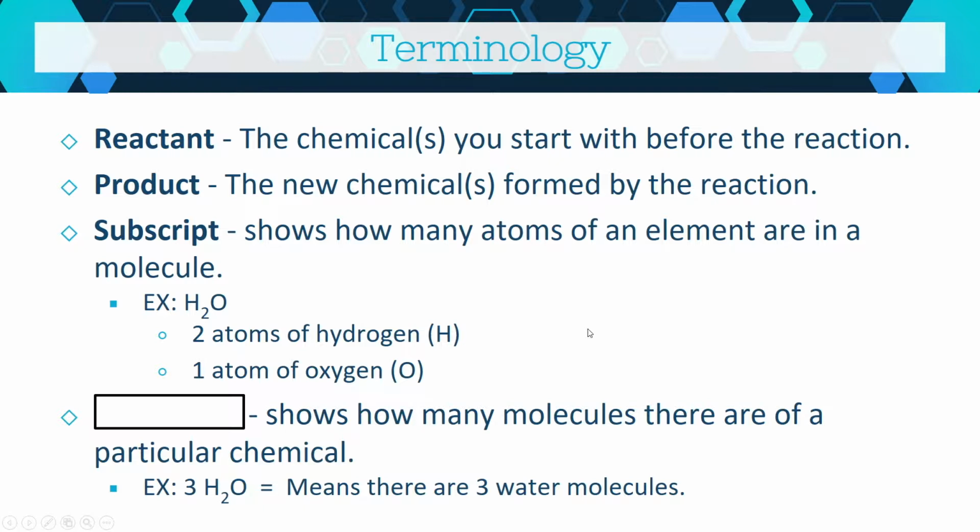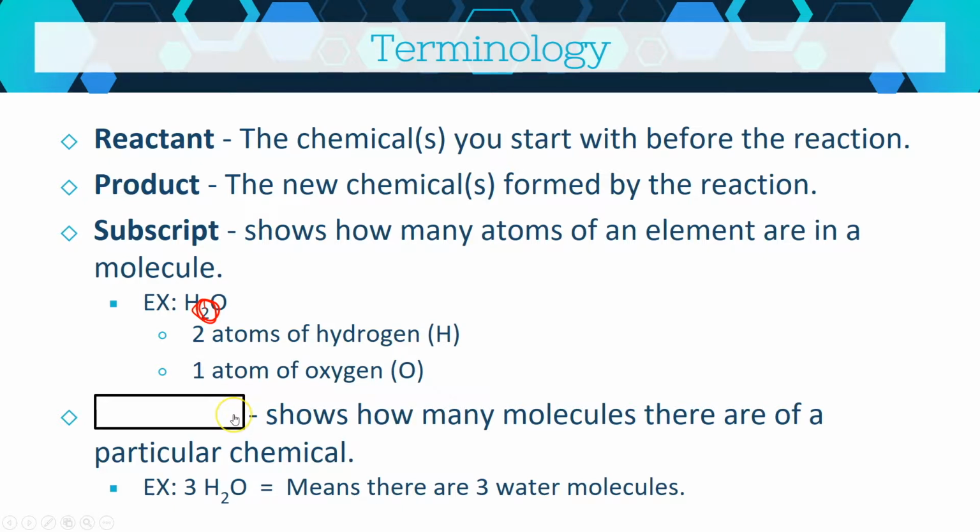So for example, we have water here, and water is H2O, and that little 2 is always attached to the letter in front of it, or whatever element comes right before it. So the 2 belongs with the hydrogen, and it tells us that there are 2 atoms of hydrogen present in that molecule. Oxygen doesn't have a number, and so we know that must mean it's just one oxygen atom. So that's what the subscript does.